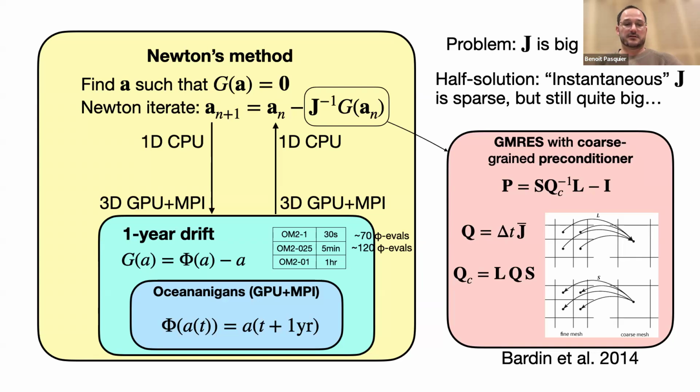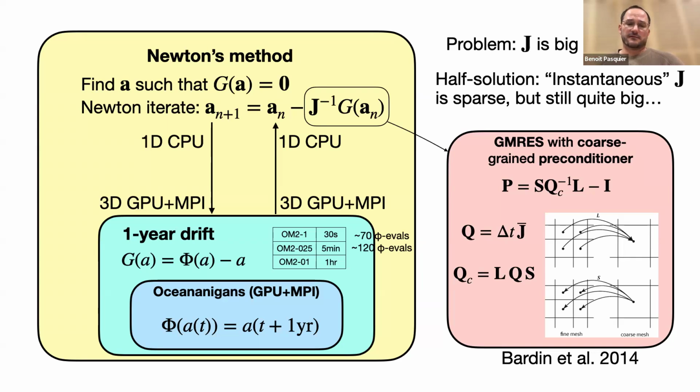That's the slightly bigger bluish-greenish square. I'm looking at the drift. So I'm just taking the map after 1 year and subtracting the age I started with. I take any given estimate of the age that I have, simulate the age for 1 year, and see how it's changed. And the goal is to make sure this drift is zero, that is, that the age after a 1 year simulation is back to its original state.